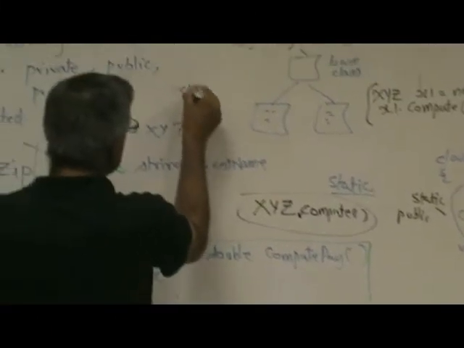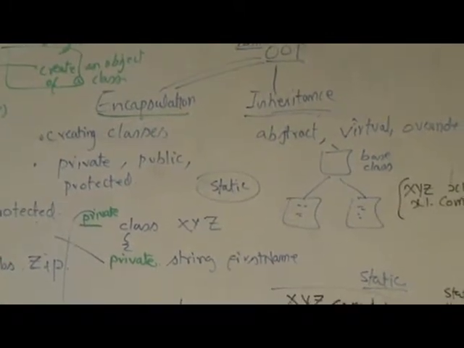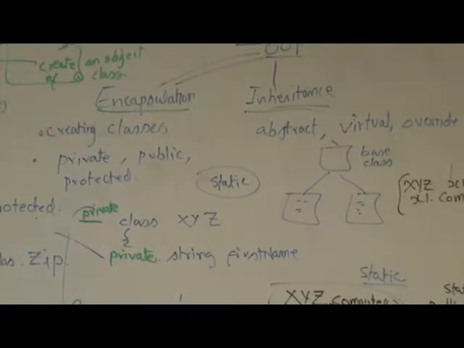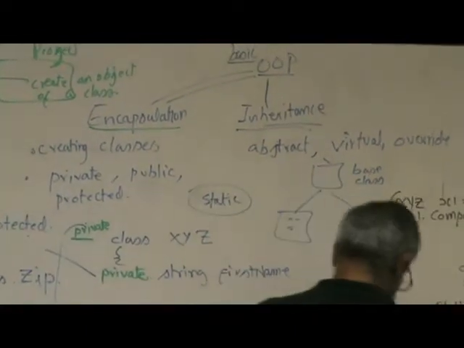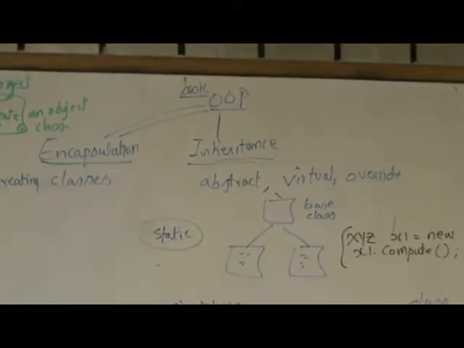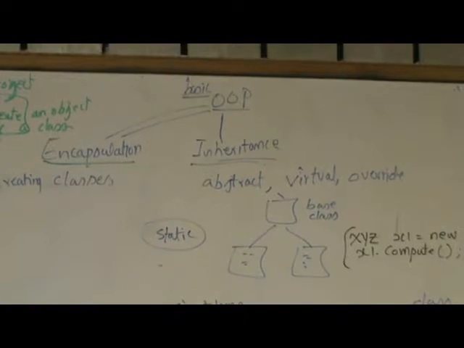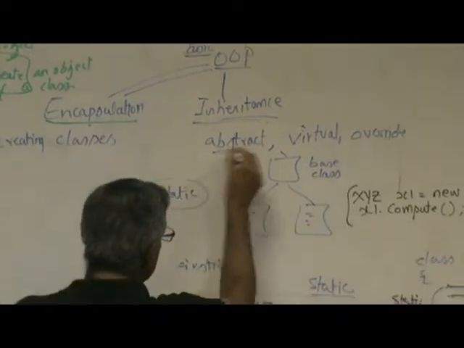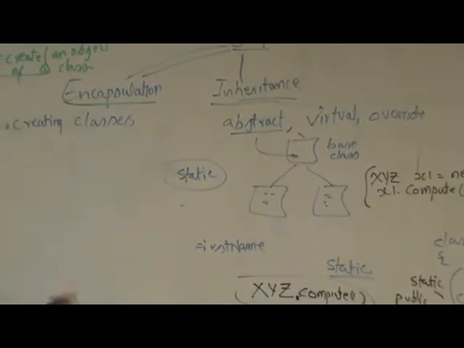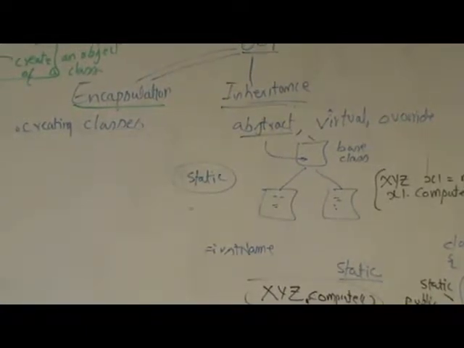So bottom line is that we have to understand all these keywords: private, public, protected, static, abstract, virtual, override. Very briefly, when do we use abstract, when do we use override? We already discussed if we are creating a base class, then this will be marked abstract. Inside the base class, we can still have abstract methods, but not abstract data.